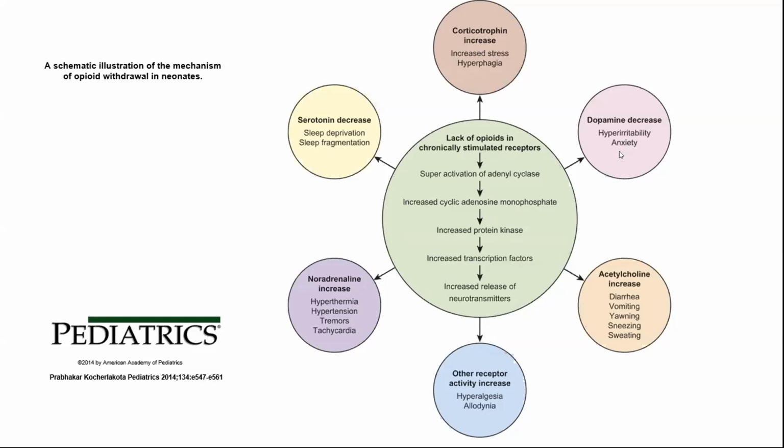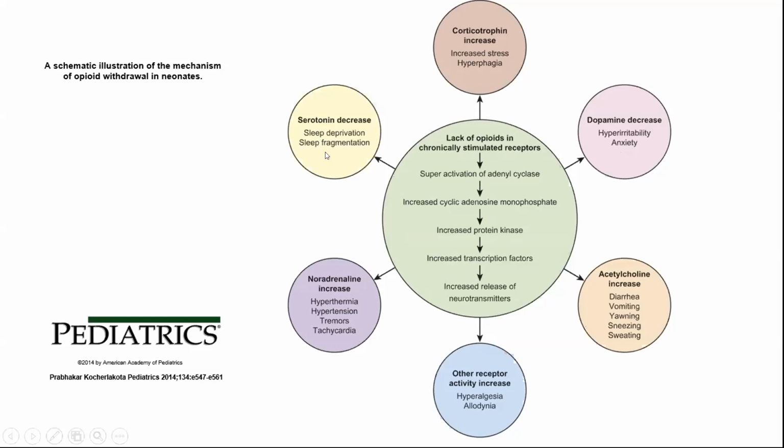So when you have an increase in corticotropin release, which is at the top, can you point to it? Because I see your screen at the very top. Yeah, there you have increased stress and hyperphagia. And then when you have dopamine decrease to the right here, you have the hyperirritability and the excitation. So this is just telling you, neurotransmitter by neurotransmitter, why you see the symptoms you see.